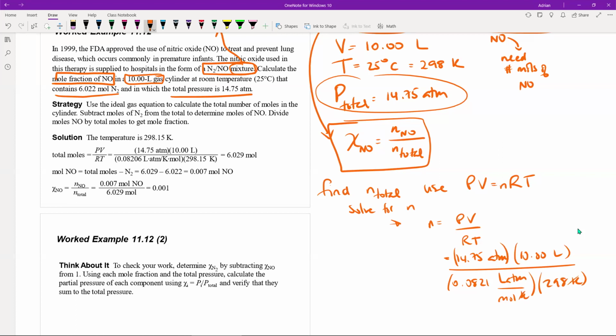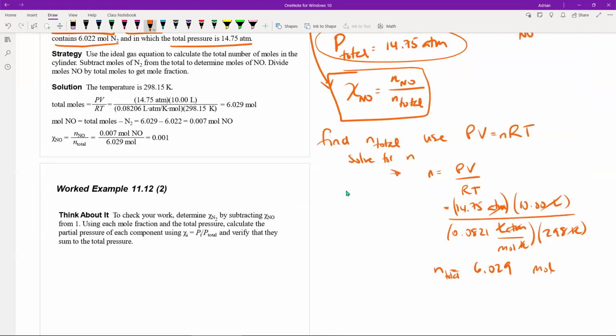Kelvin goes away, liters go away, atmosphere goes away. So you have moles in the denominator, and it's 1 over 1 over mole, which will give us mole. And then we just put our calculator to use. We end up with 6.029. That's our n total.